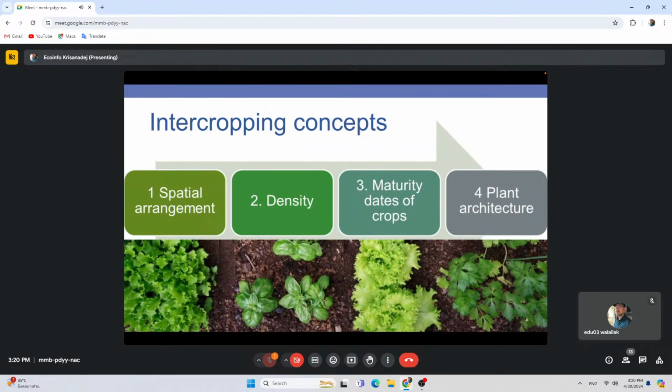The concept here is that if you are a farmer, you have to think about how you arrange the rows of the intercropping, at what density, how many maize plants you are going to have per acre, how many corn plants you are going to plant. You have to think about how many days the corn takes to be ready to harvest, and then the maturity dates of everything else that you plant between the corn, and the plant architecture. Next slide, please.